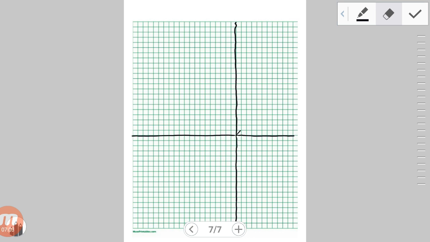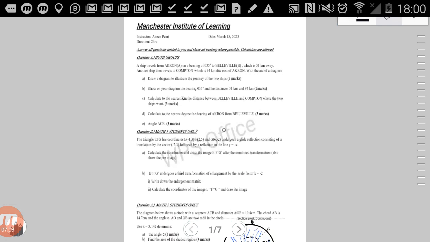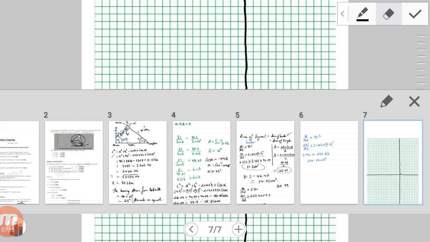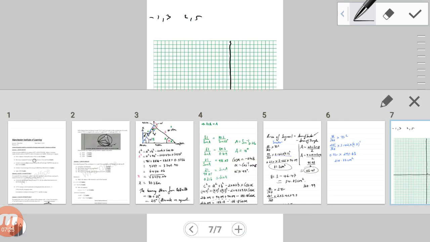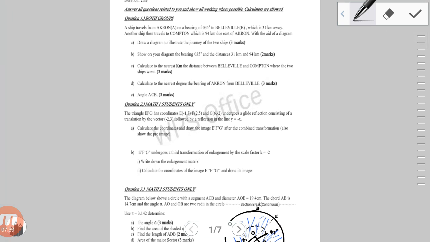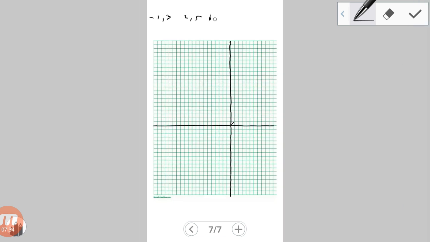All right, so the points that we had initially in the question were the coordinate values -1, 3, 2, 5, and the final point is going to be 6, -2. Okay, so we have 6, -2. All right, so we're going to plot those points.